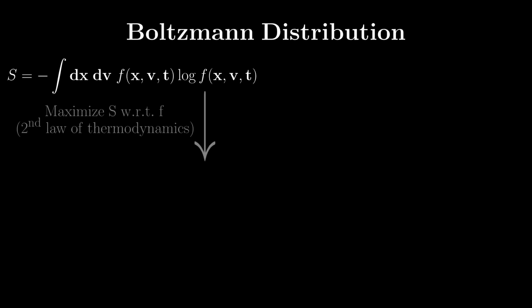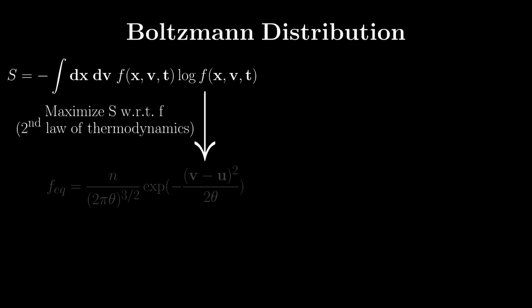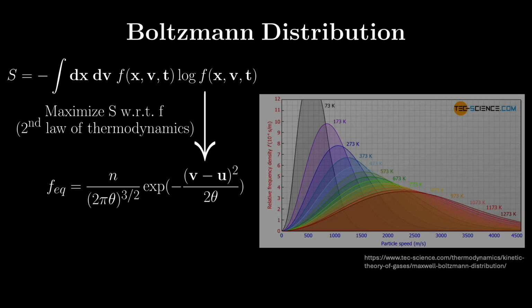The Gibbs entropy equation expresses entropy S as a function of a probability distribution, F, of a system occupying particular states. The second law of thermodynamics states that at equilibrium, entropy is maximized in an isolated system. The probability distribution which maximizes entropy is known as the Boltzmann distribution.